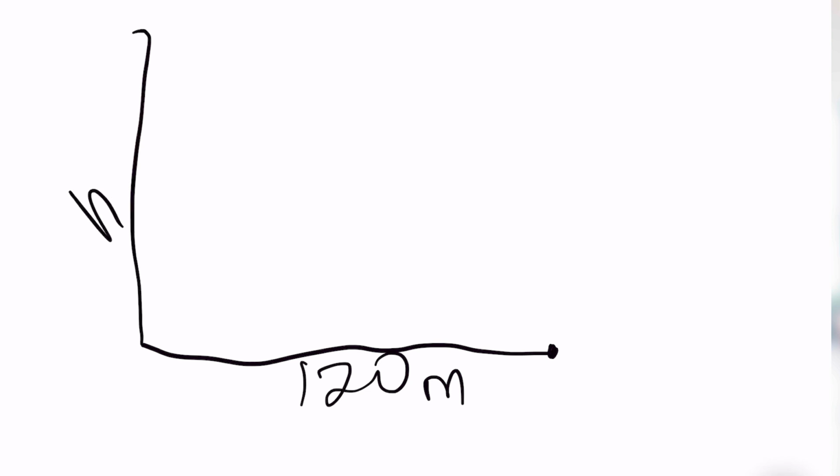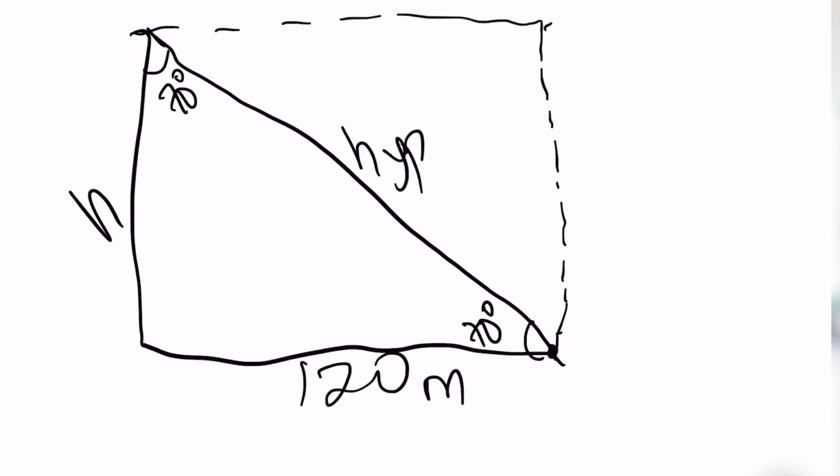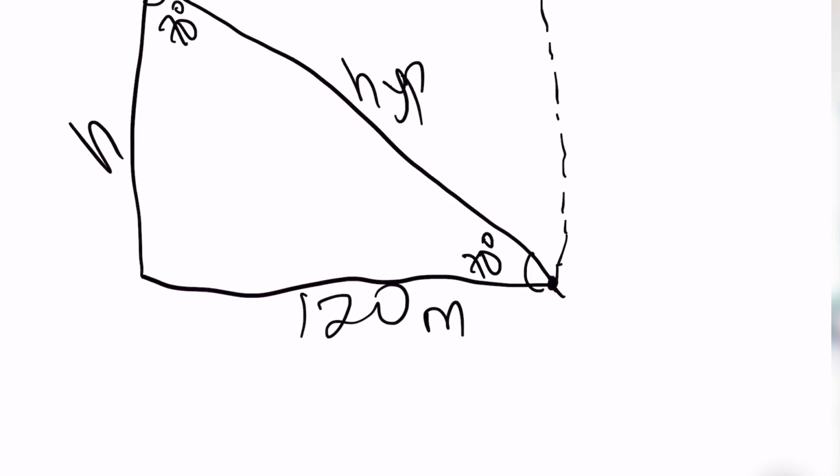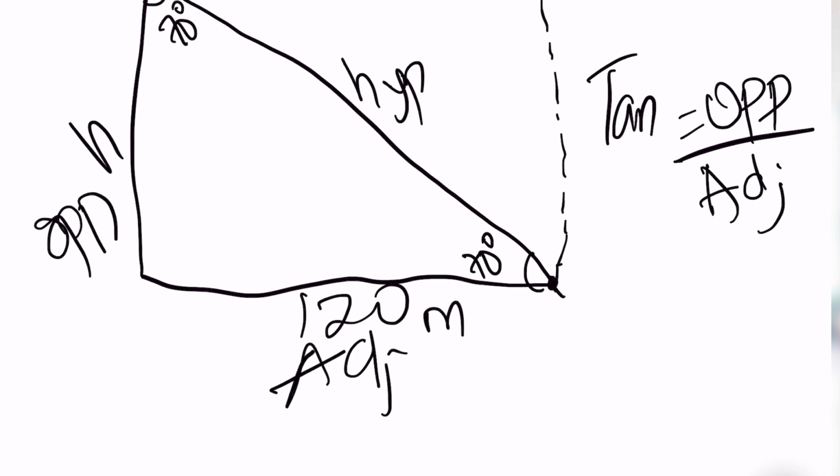So we have the cliff to be this side, and this is the height. It comes down here, so we have this to be 70 degrees. Here is also 70 degrees. This place is our hypotenuse. So this is our diagram. In this case, we use tan, which is opposite over adjacent. This is our opposite and this is our adjacent.